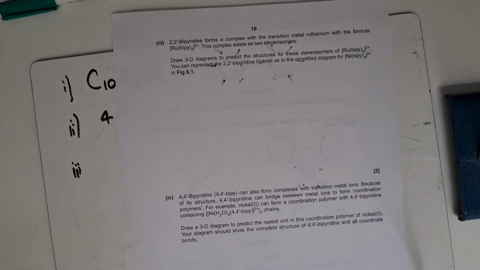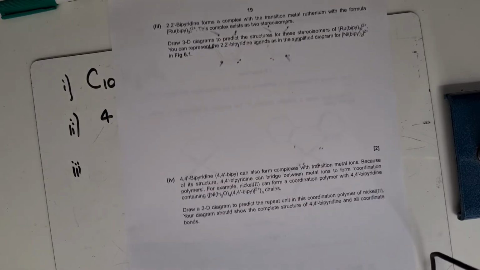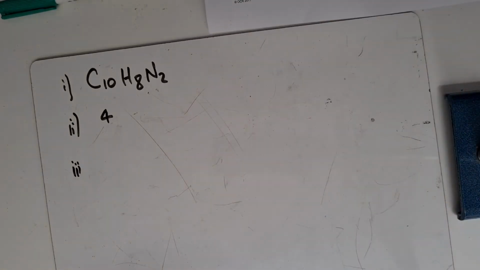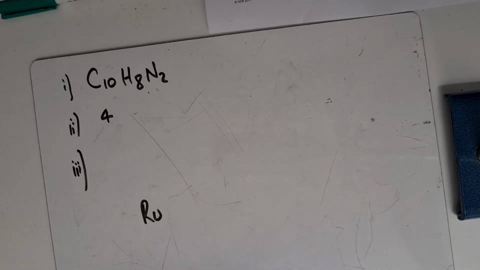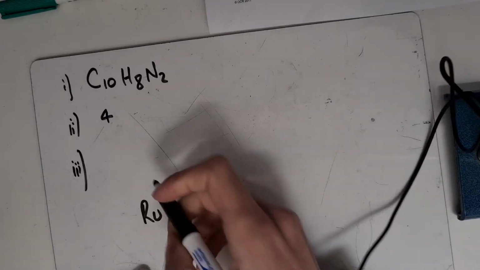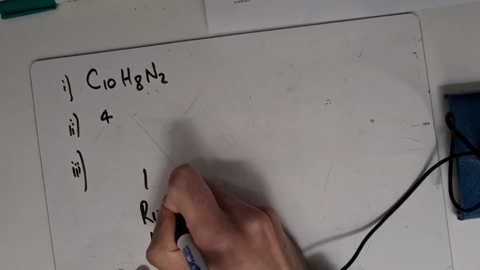In part 3, it tells us that 2,2-bipyridine forms a complex with a transition metal, ruthenium, with the formula ruthenium bipy3, so there's 3 of them, 2+. The complex exists as 2 stereoisomers. So draw a 3D diagram of both those stereoisomers. I'm going to draw a simplified version of this. And we have ruthenium in the center, and we're going to have 3 of the 2,2-bipyridine bonded to it. So that is going to create an octahedral structure.